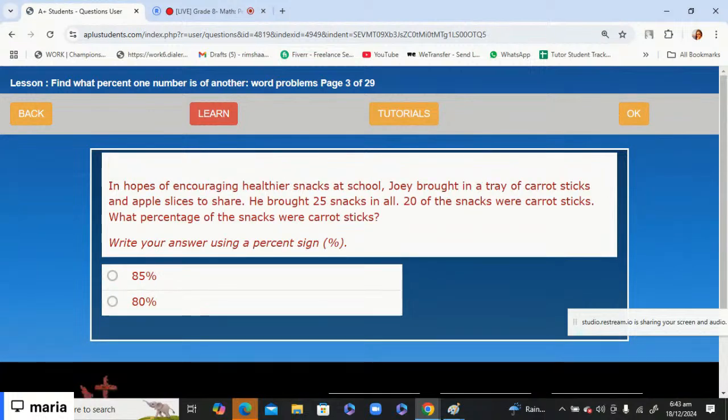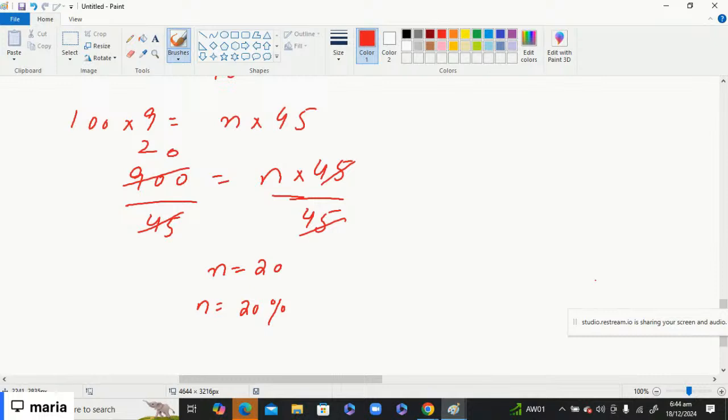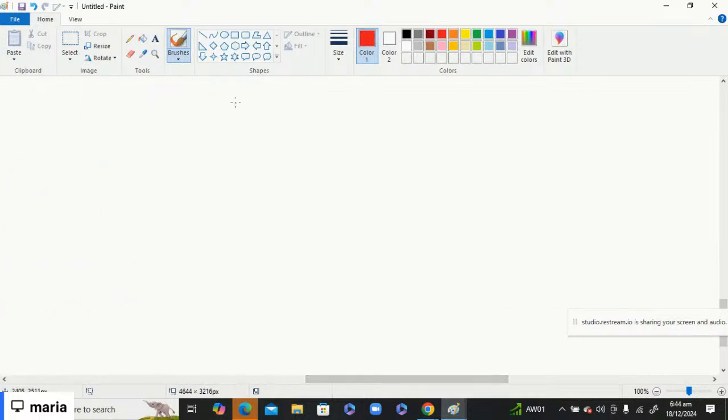Now, in hopes of encouraging healthier snacks at school, Joy brought in a tray of carrot sticks and apple slices to share. He brought 25 snacks in all. 20 of the snacks were carrot sticks. What percent of the snacks were carrot sticks? 25 snacks in all, that is the whole. What is the part? That is 20.